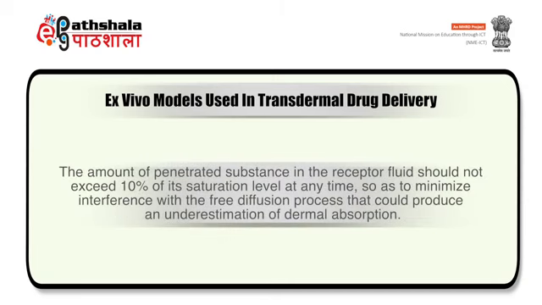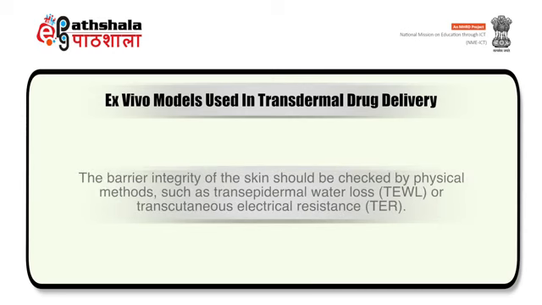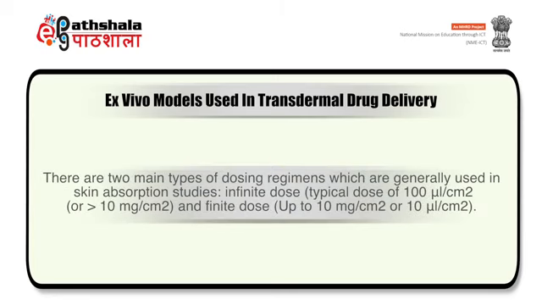The amount of penetrated substance in the receptor fluid should not exceed 10% of its saturation level at any time, so as to minimize interference with the free diffusion process that could produce an underestimation of the dermal absorption. The skin sample selected should not have any physical damage and allowed to equilibrate with the receptor fluid for typically 10 to 30 minutes before dose application. The barrier integrity of the skin should be checked by physical methods such as transepidermal water loss or transcutaneous electrical resistance. There are two main types of dosing regimes which are generally used in skin absorption studies.